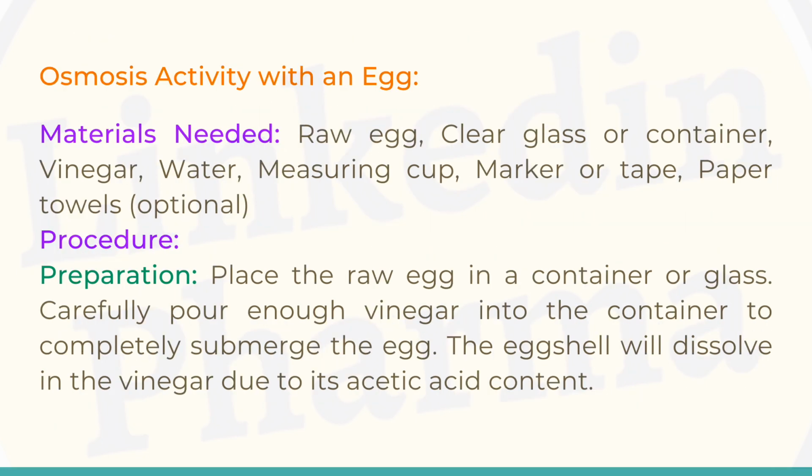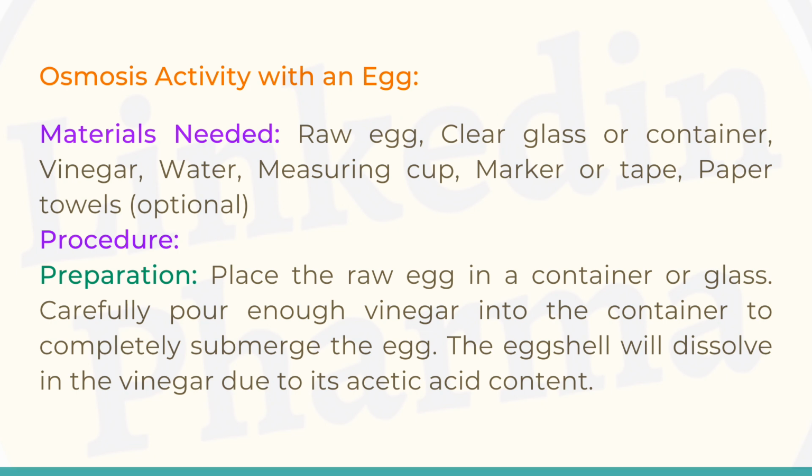Osmosis activity within egg. Materials needed: raw egg, clear glass or container, vinegar, water, measuring cup, marker or tape, paper towels optional. Procedure. Preparation. A. Place the raw egg in a container or glass. B. Carefully pour enough vinegar into the container to completely submerge the egg.